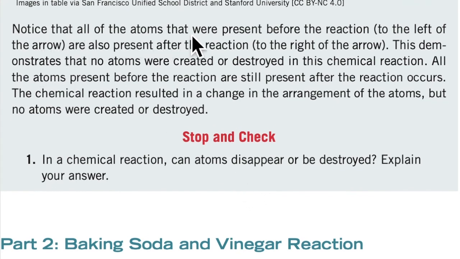Notice that all of the atoms that were present before the reaction, to the left of the arrow, are also present after the reaction, to the right of the arrow. This demonstrates that no atoms were created or destroyed in this chemical reaction. All the atoms present before the reaction are still present after the reaction occurs. The chemical reaction resulted in a change in the arrangement of the atoms, but no atoms were created or destroyed. Stop and check. In a chemical reaction, can atoms disappear or be destroyed? Explain your answer.